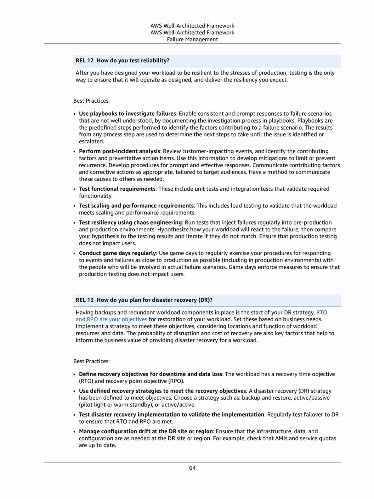Test functional requirements. These include unit tests and integration tests that validate required functionality. Test scaling and performance requirements. This includes load testing to validate that the workload meets scaling and performance requirements. Test resiliency using chaos engineering. Run tests that inject failures regularly into pre-production and production environments.